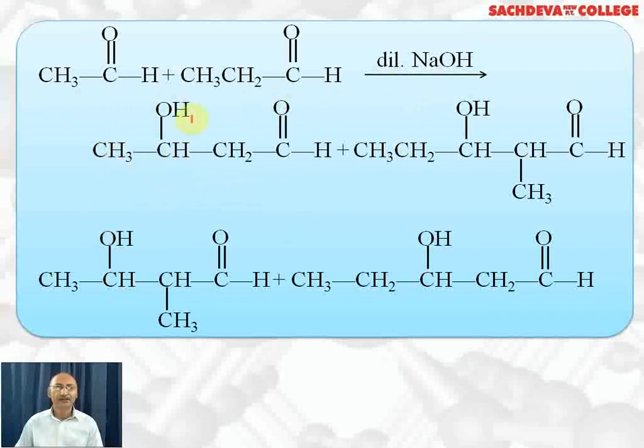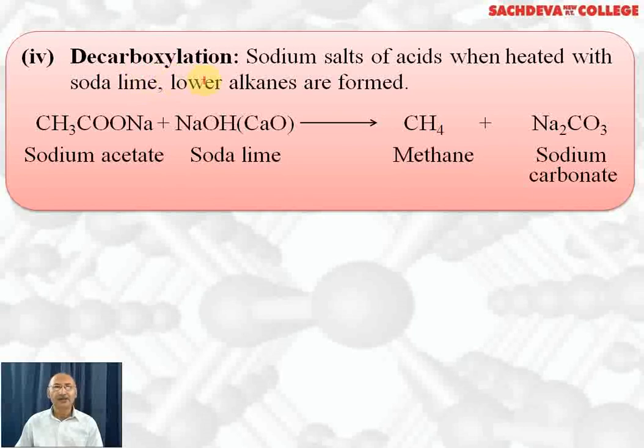First one will be CH3CHOHCH2CHO. Second, this product is formed by reaction of 2 moles of acetaldehyde. This product is formed by 2 moles of propanal, CH3CH2CHOHCH(CH3)CHO. This product is formed when propanal forms a carbanion and attacks acetaldehyde, CH3CHOHCH(CH3)CHO. This product is formed when acetaldehyde forms a carbanion and attacks propanal. So we get this product. Decarboxylation means removal of carbon dioxide from the sodium salt of an acid. Sodium acetate is heated with soda lime. We get methane plus sodium carbonate.